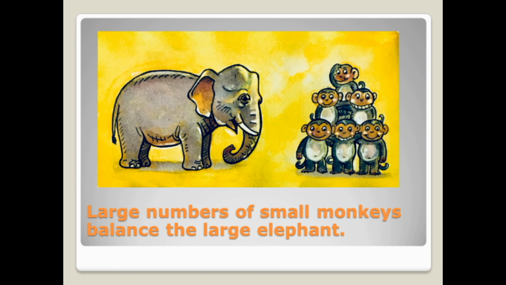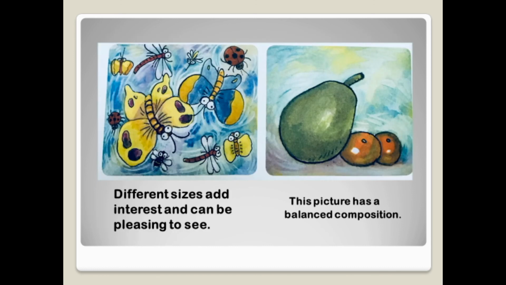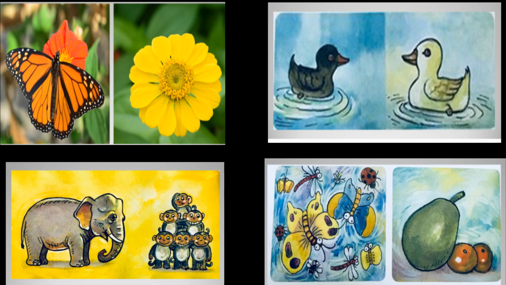Like the picture on the screen, large numbers of small monkeys balance the large elephant. And different sizes add interest and can be pleasing to see. So those pictures have a balanced composition. So those are some factors to make your artwork balanced.